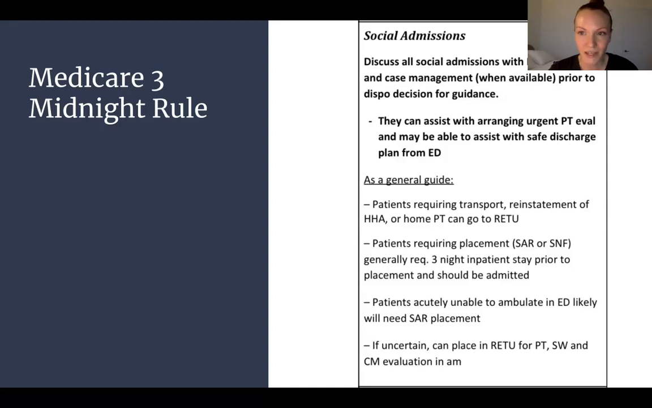But otherwise, it's better to admit that patient. Say they go to the observation unit on a Monday at 4 p.m. and the next morning they're seen by PT and they say subacute rehab. That Monday night doesn't count towards the 3 inpatient midnights, unfortunately. It's a silly rule. Hopefully that'll get changed at some point, but that's what it is right now. The only caveat is that with COVID, some of the payers have waived this 3 midnight rule. So it's possible that when the OBS units open back up, there might be more patients that we can do this with, but I don't expect there to be.